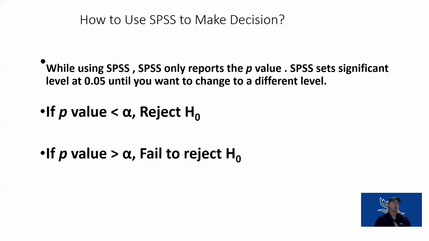But if the p-value is less than the alpha level, we can reject the null hypothesis, or say that we have a significant correlation or significant difference. If the p-value is greater than the alpha level, then we fail to reject the null hypothesis. That's the wording we have to use: fail to reject the null hypothesis. That means we have no significant statistic in this case.